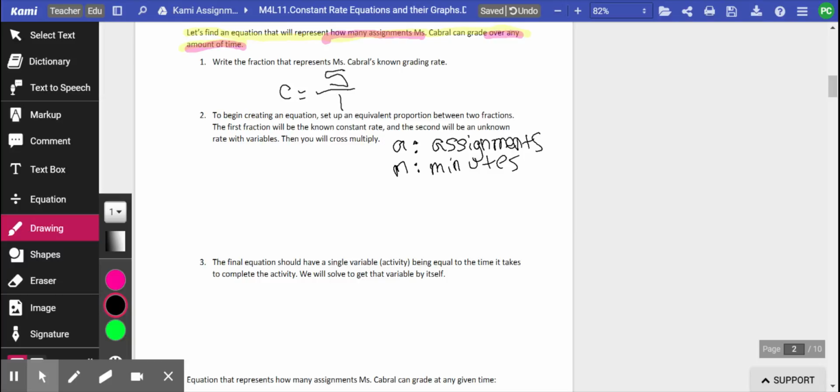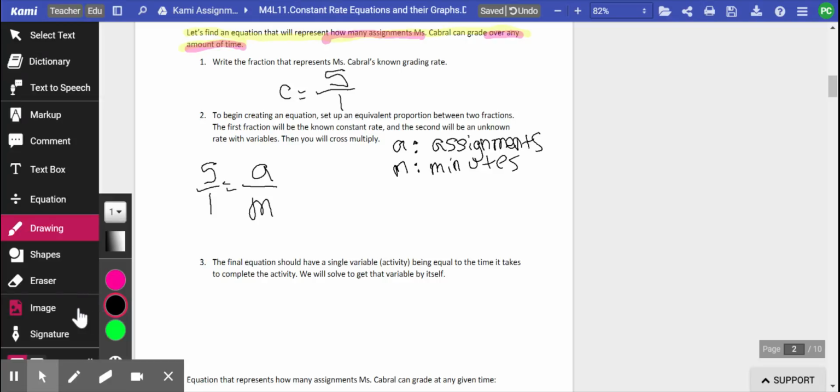So what we're going to do is use the known constant rate, which is 5/1. And we're going to set that equal to what I don't know, which is how many assignments I can grade in any amount of time, right? So A and M are the letters I'm using to represent how many assignments I can grade in any amount of time.